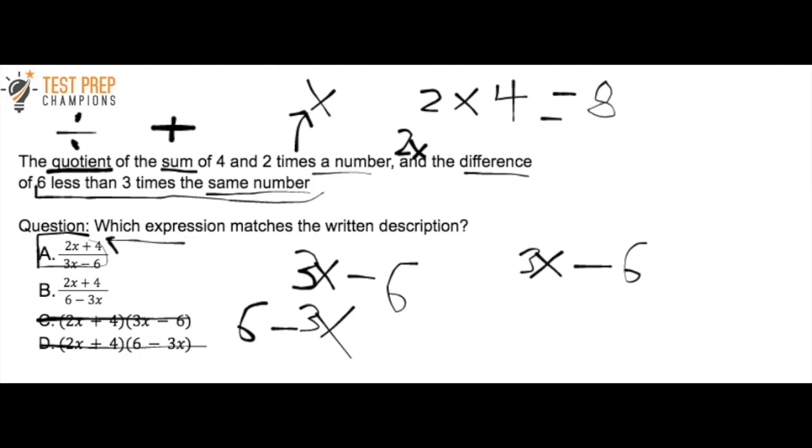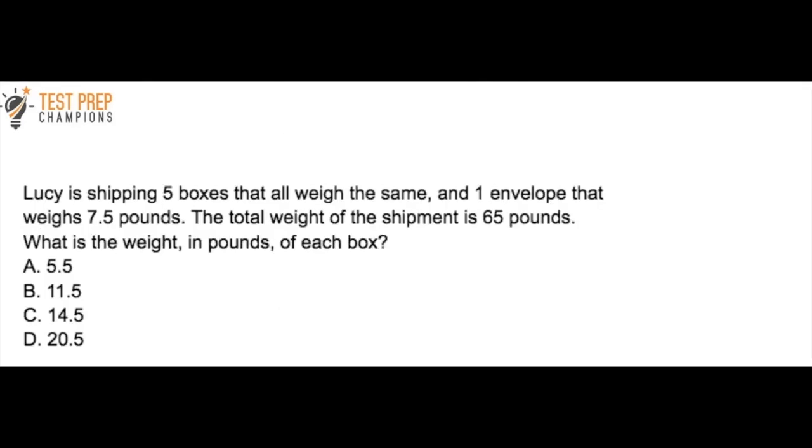Hopefully this makes sense. Okay, the next question says, Lucy is shipping 5 boxes that all weigh the same and 1 envelope that weighs 7.5 pounds. The total weight of the shipment is 65 pounds. What is the weight in pounds of each box? Okay, so you know the drill by now. You could pause the video, try this out, and then we'll go over it.